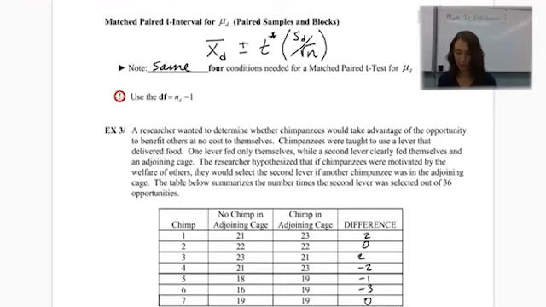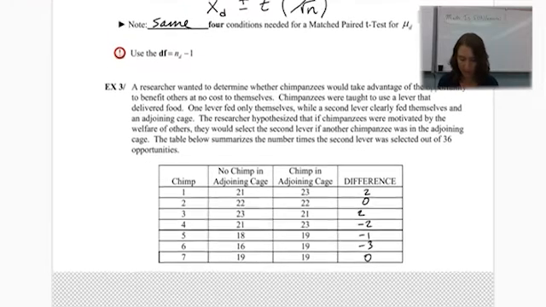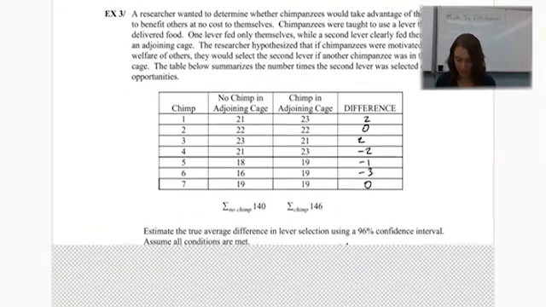And the same four conditions for the test is the same as our condition as for the interval. So we still use the same degrees of freedom. And let's look at this example.